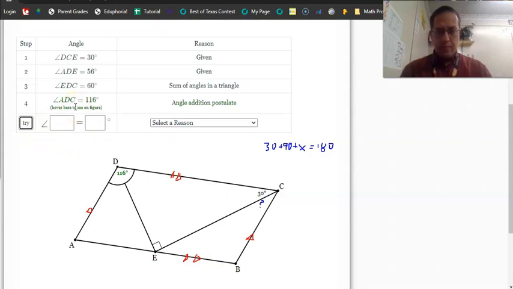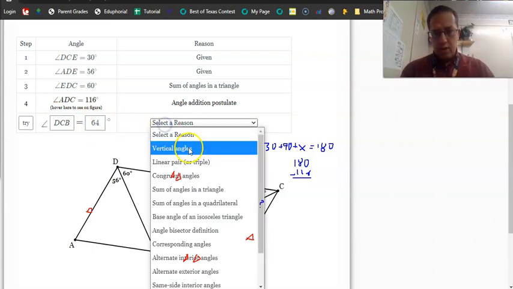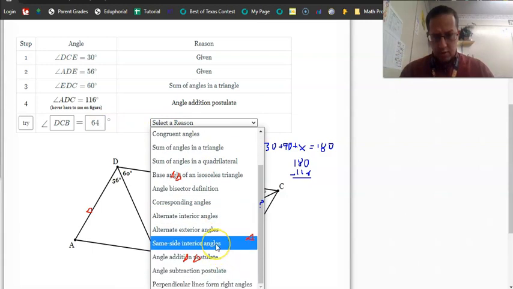Right there, 116. So now I can find the measure of angle DCB, this whole angle over here, because remember, the same side interior angles are supplementary. So I'm going to take my 180, because they're supplementary, and subtract 116, and what do I get? I get 64. So the measure of angle DCB is equal to 64 degrees because they are same side interior angles.